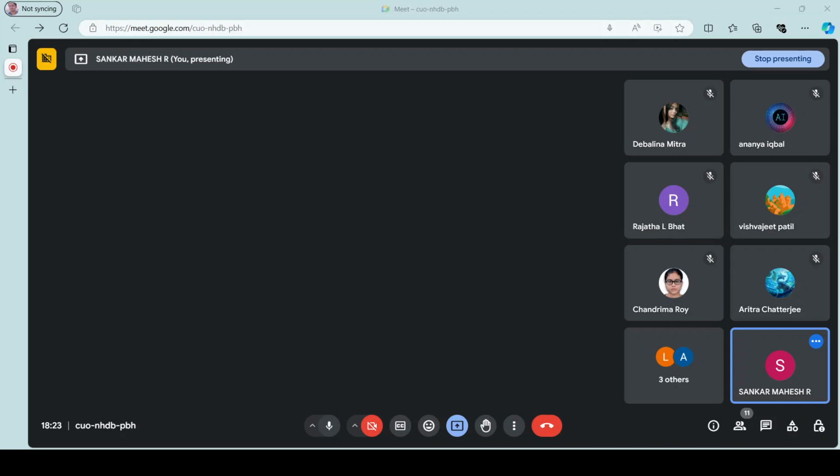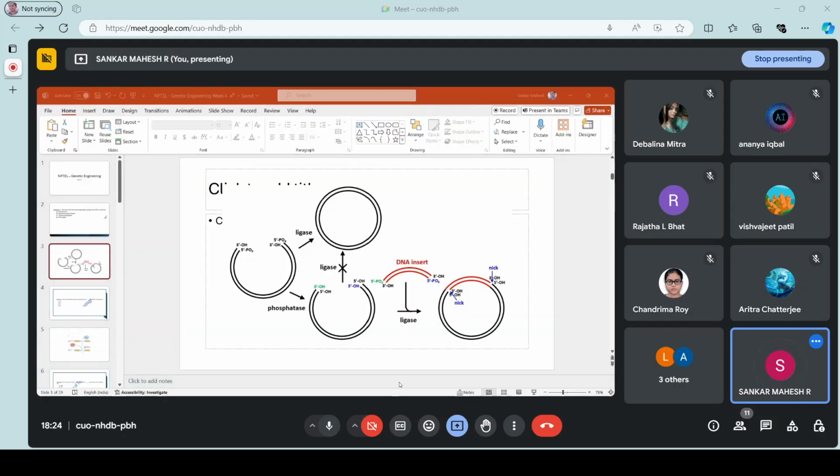Now, with respect to the answer that was said by Vishwaji, is it? Yeah. So what one should understand is that ligase has the ability to create a phosphodiester bond between a 5' phosphate and a 3' OH, but it cannot repair nicks. Nicks are repaired by the DNA repair enzymes within the cell.